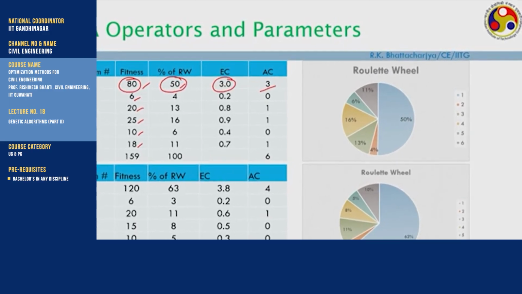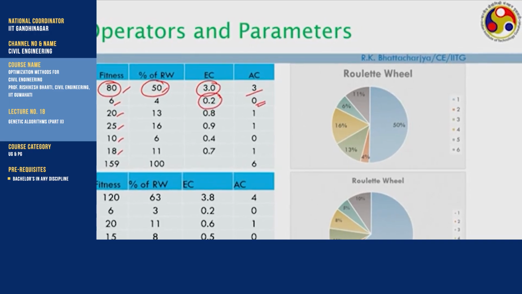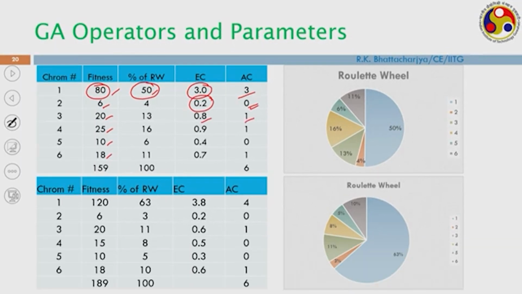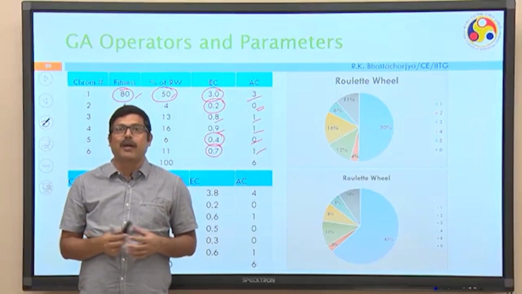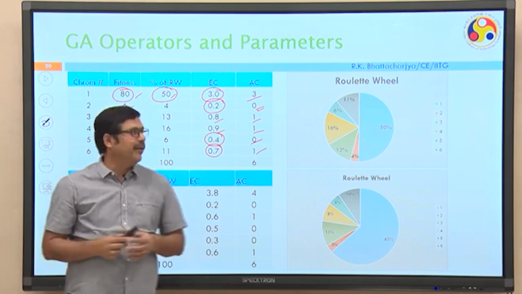Then the second solution is the worst solution, expected count is 0.2, and so it is not selected. Then the third one, expected count is 0.8, you are selecting one. Then the fourth one 0.9, you are selecting one. Then the fifth one, this is 0.4, so the actual count is 0, and the last one is 0.7 and the actual count is 1. So, in this case what is happening is that if the fitness value of a particular solution is very high, it will have more copies in the next generation.